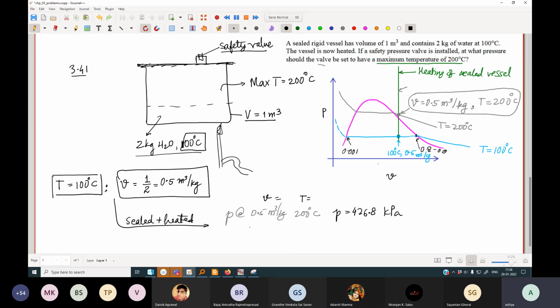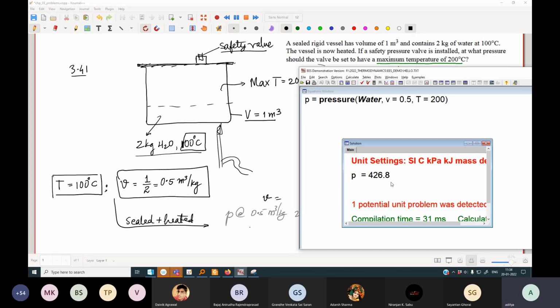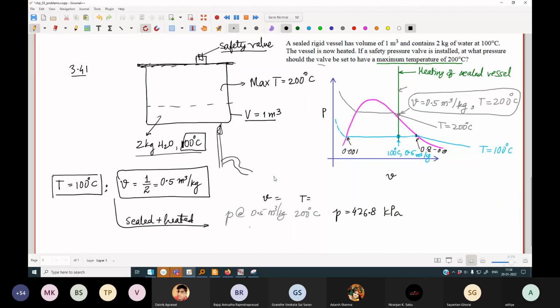Sir, why did you write steam there, not water? It doesn't make a difference. Even if I put water, it doesn't make a difference. This is how you can quickly do the problem using the computer. Sir, in this case the x lies between 0 and 1. If I write water, will it be a problem? No, it will not create any problem.